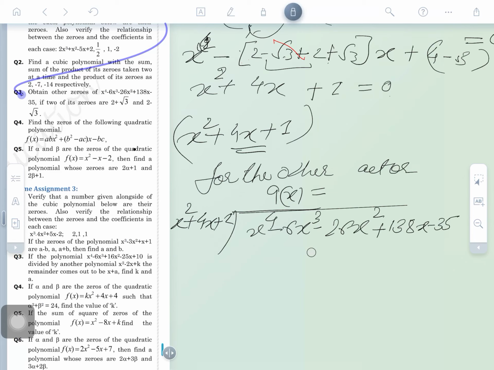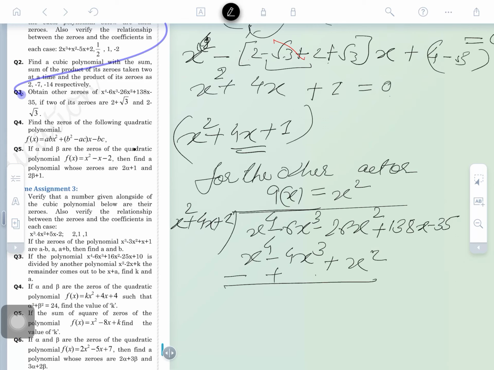How will the division process go? Very simple it is. What is the coefficient? It is 1. The degree difference is 2. Multiply this: x to the power 4 minus 4x cube, and there 1 plus 1x square, and further it will be done as minus plus minus. So it cancels itself, and here will be 27x square and plus 138x minus 35.